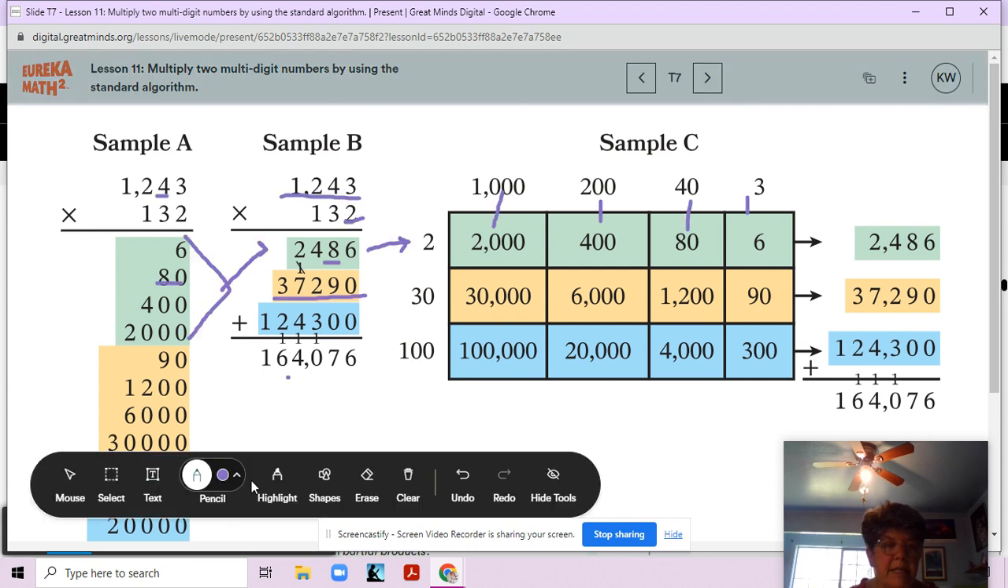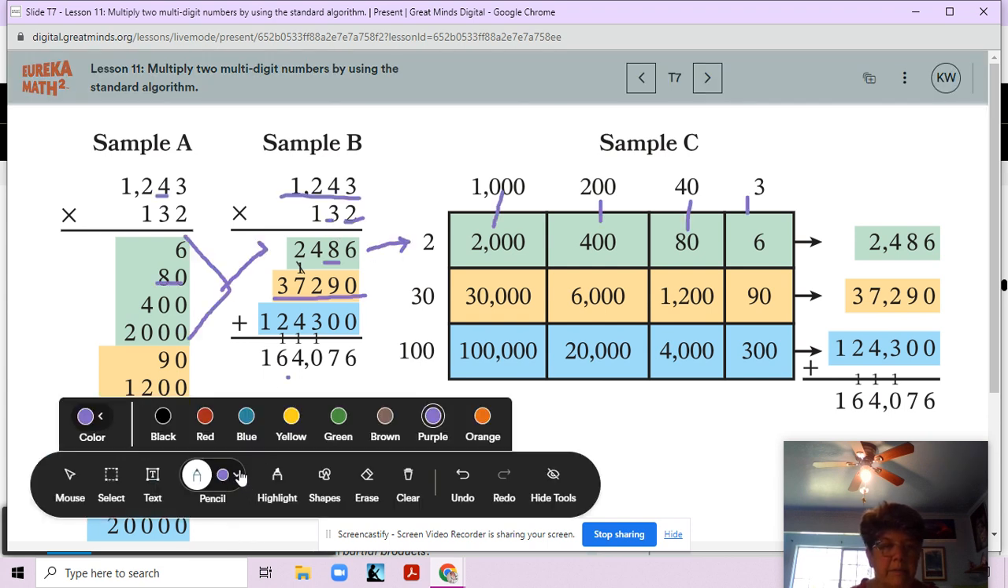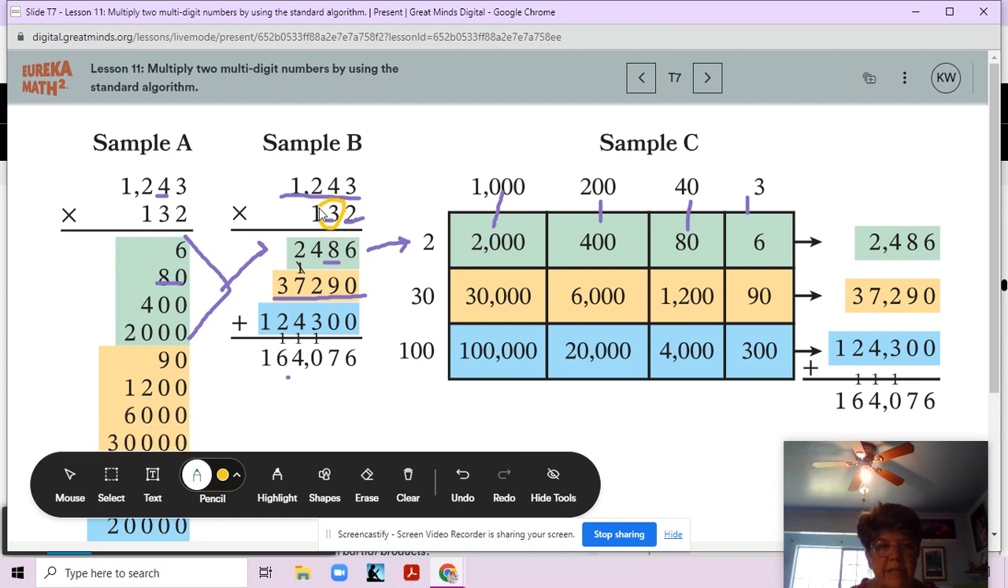That represents 3. Let's get a different color since we're in the tens now. That represents 3 times 1,243, right? And not 3, 30, right? 30 times, so right here, 30 times 1,243, and here, 30 times 1,243. Okay, good.